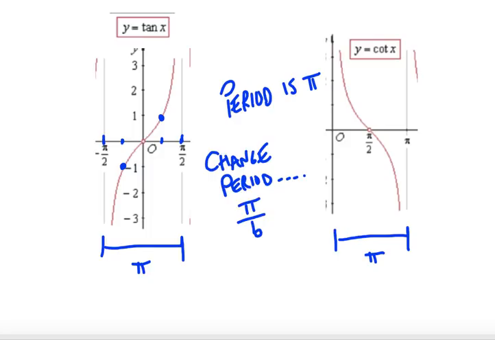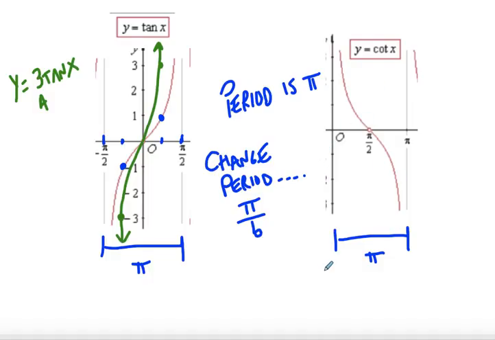So, for example, let's say that we had y equals 3 tangent x. So I would go over halfway, but I would go up 3. And here I would go over halfway, but I would go down 3. So the only difference is that now the squiggle got a little bit skinnier, I guess, taller. So that's what would happen with an amplitude change for tangent.